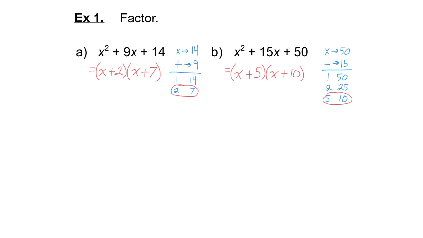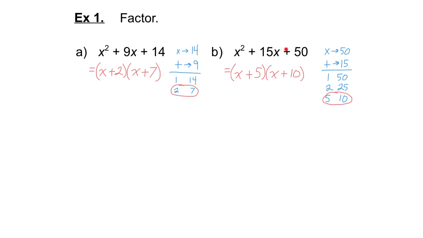Now add them up, see if you get 9. 1 plus 14 is 15, not 9. 2 plus 7 is 9. That's what I want. That's the winner. So I know 2 and 7 are my numbers that go in the brackets in my factored form.